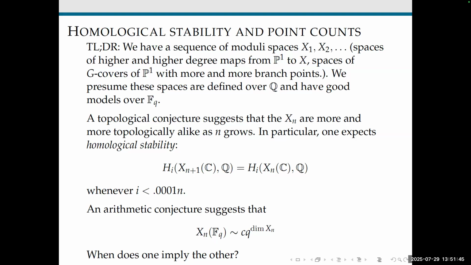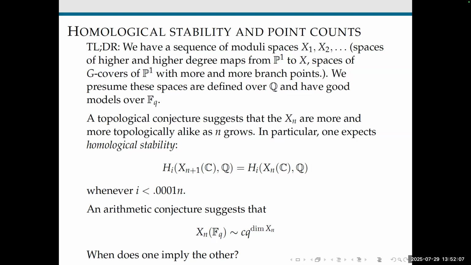And then there are two things we can ask. We can ask a topological question, saying that these xn are in some homotopical sense more and more alike as n grows. They're converging to something. But actually, I am not a homotopy theorist. Some of my collaborators are. So I'm just going to use something very modest about this.